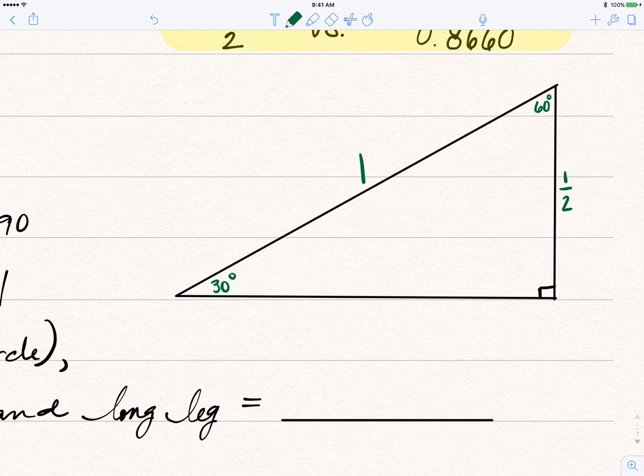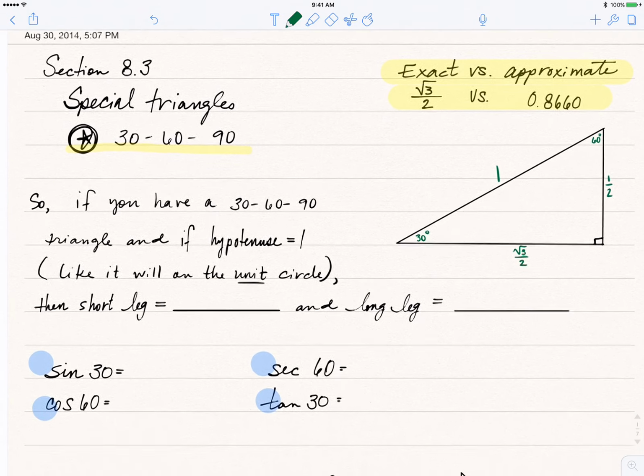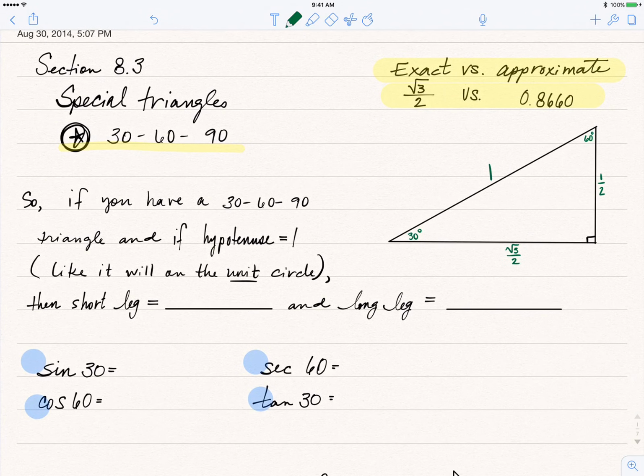I could take the time to do the Pythagorean theorem to find the missing leg, but I will not take that time. You are Math 111 students, and I think you could do that on your own if you needed to. If you did do the Pythagorean theorem, you would find that the long leg is root 3 divided by 2. So I have a fill in the blank here. If you have a 30, 60, 90 triangle, and if the hypotenuse is 1, like it's going to be on the unit circle, then the short leg is always going to be a 1/2, and the long leg is always going to be a root 3 over 2.